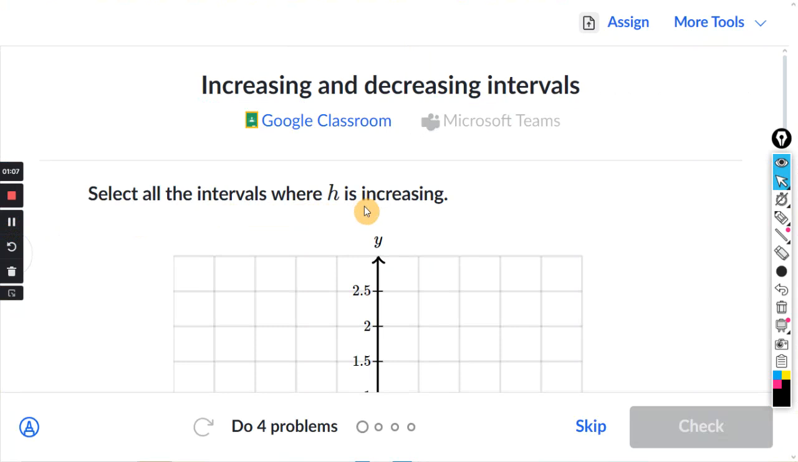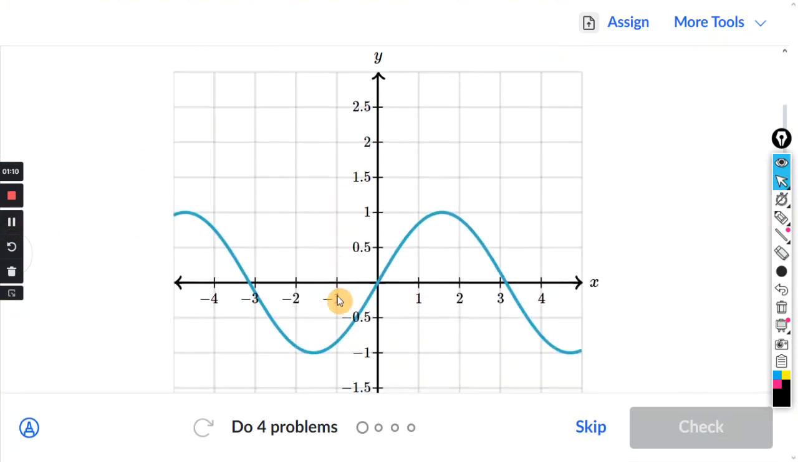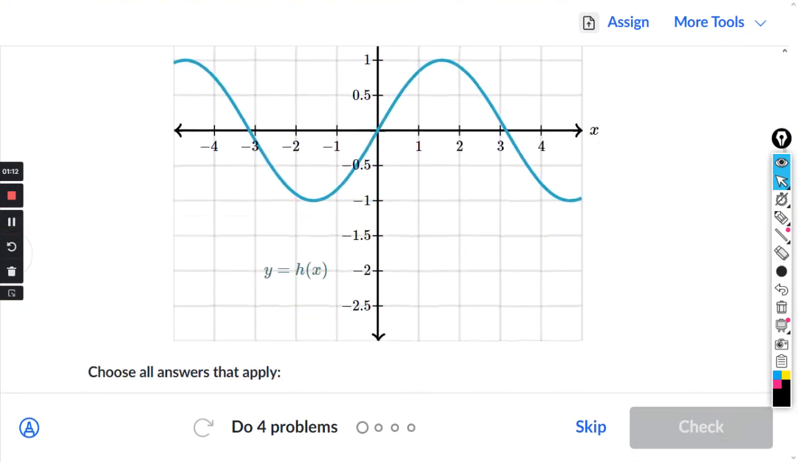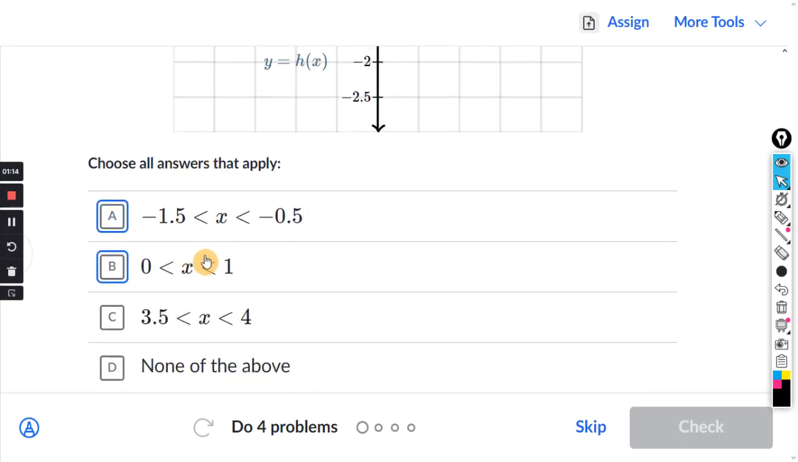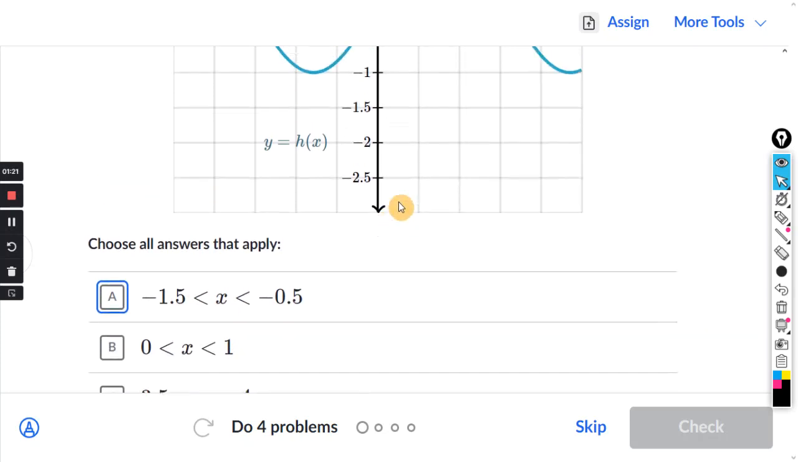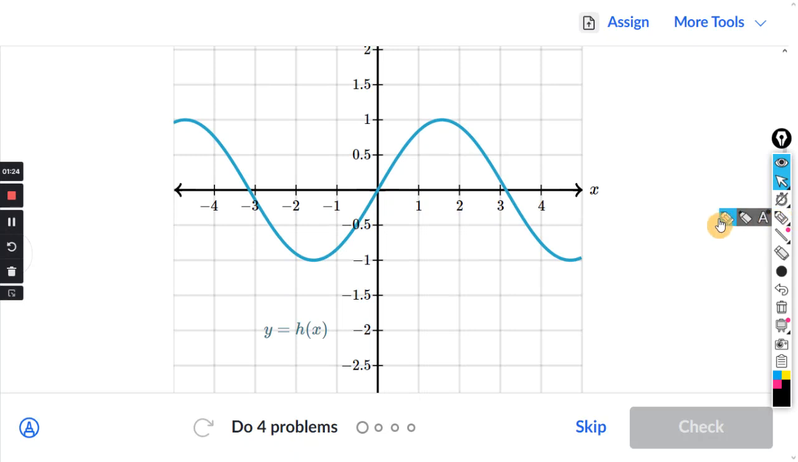Select all intervals where the function h is increasing. All right, so this is our function, h of x, possibly more than one answer. Let's check the x values, the graph between negative 1.5 and negative 0.5. If you go to x, negative 1.5 and negative 0.5, what is the graph doing? Well, let's go down to the graph. Starts here and ends here. And what's going on in that section?